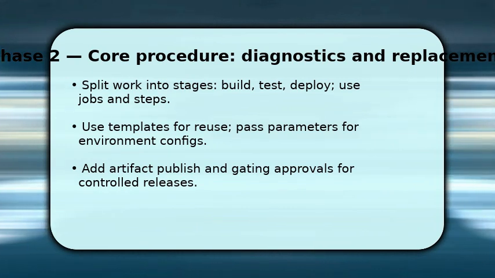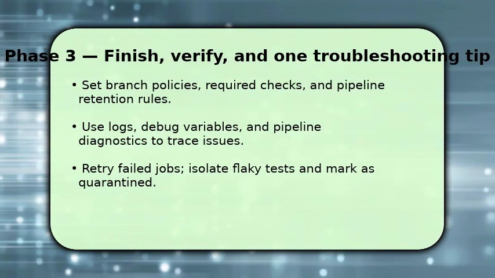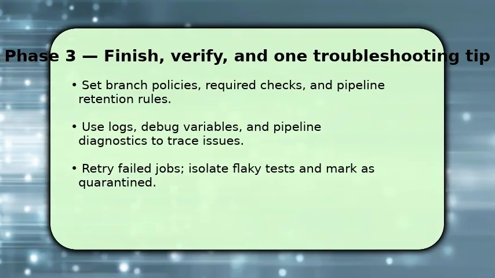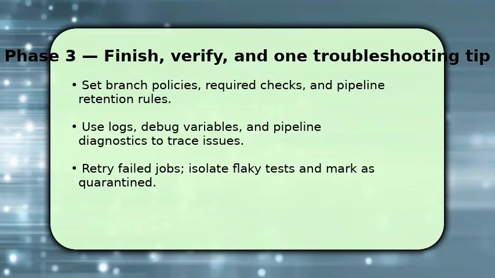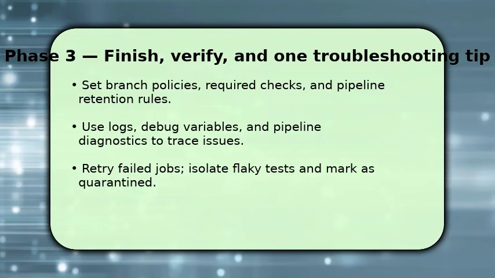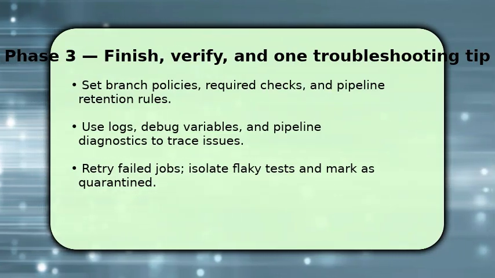To finish, wire pipeline triggers for branches or PRs and enable branch policies so builds gate merges. Configure pipeline variables, secrets in variable groups, and retention rules for storage. Once done, validate a full end-to-end run to confirm deployments.